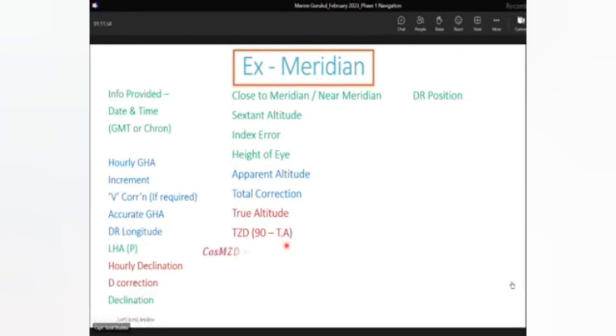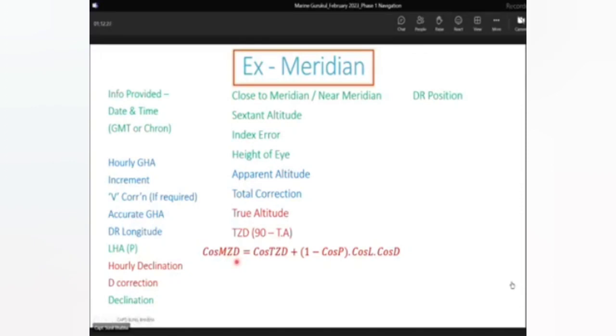Let's see the intercept formula. The formula is cos of MZD is equal to cos of TZD plus 1 minus cos P into cos of latitude into cos of declination. Now let us understand the terms one by one. The first term which you see is the meridional zenith distance, that is the MZD.